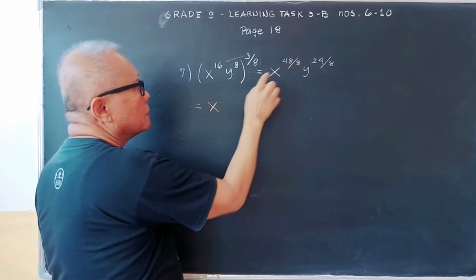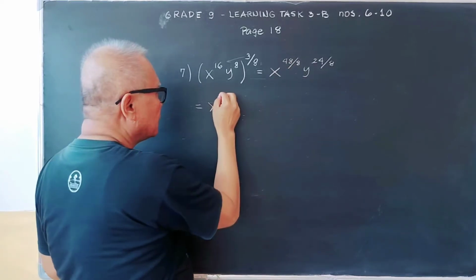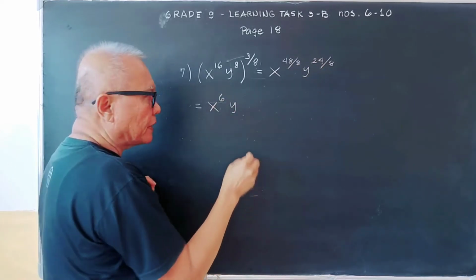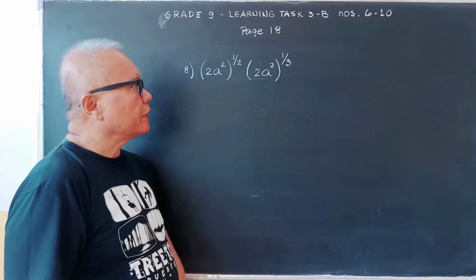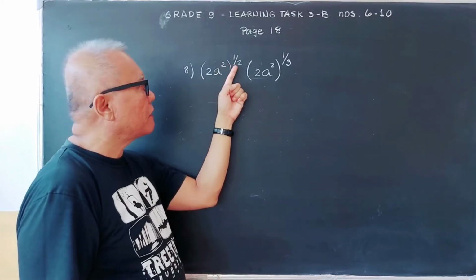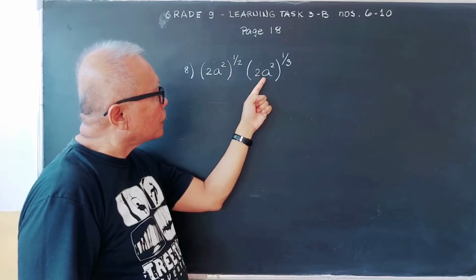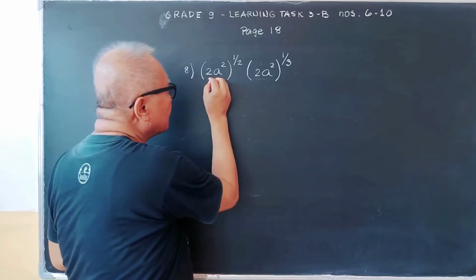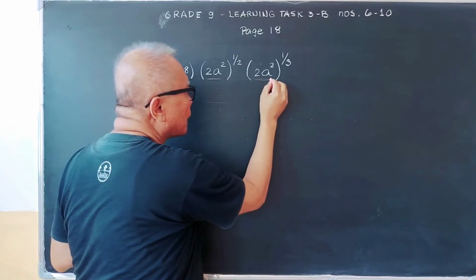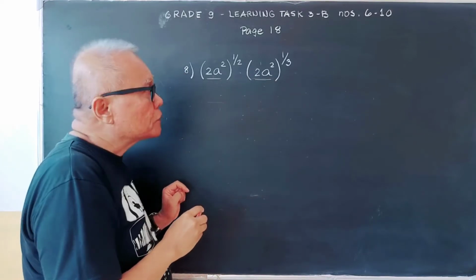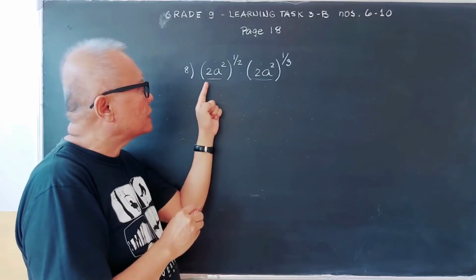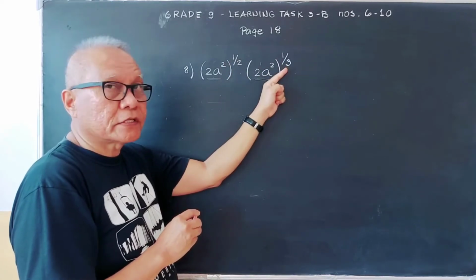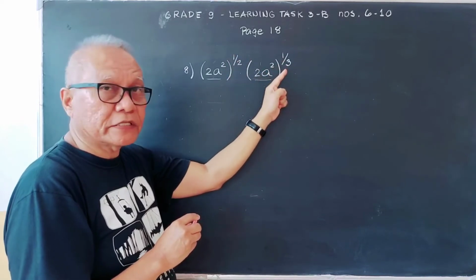X, 48 divided by 8 is 6, and then y, 24 divided by 8 is 3. Okay, number 8, we have 2a squared to the 1/2, and we have again 2a squared to the 1/3. So, ano napapansin nyo, class? Parehas ng base. 2a squared, 2a squared, and this one is times. So, ano gawin natin sa exponent? Kung parehas sila ng base at multiplication, we add the exponents. So, i-add natin yung 1/2 at saka yung 1/3.